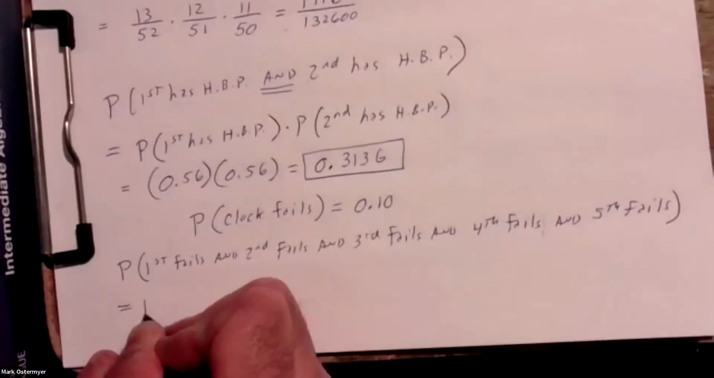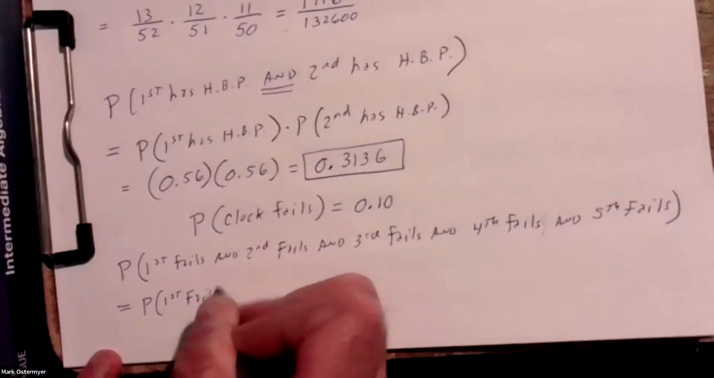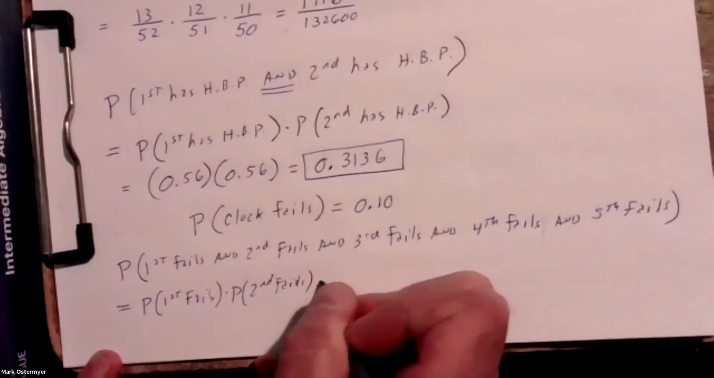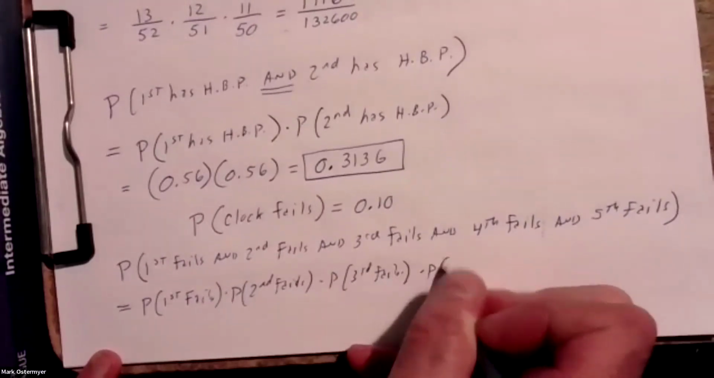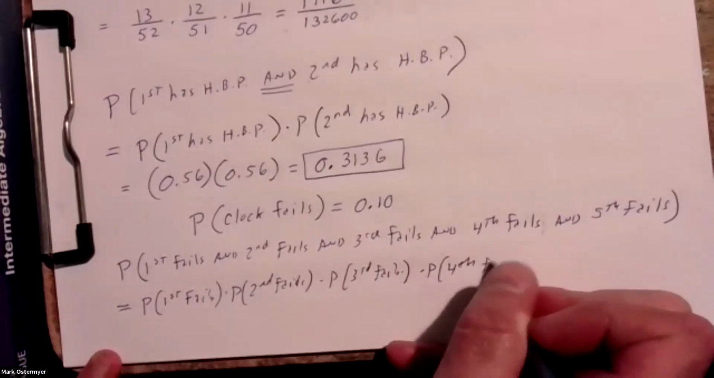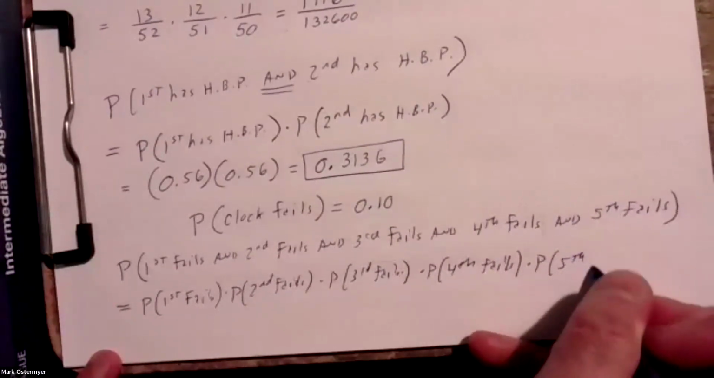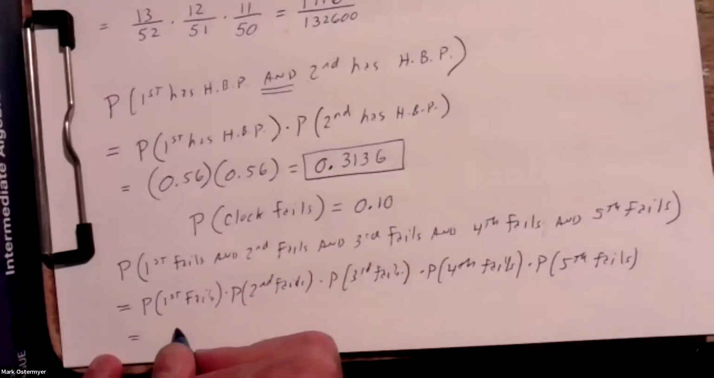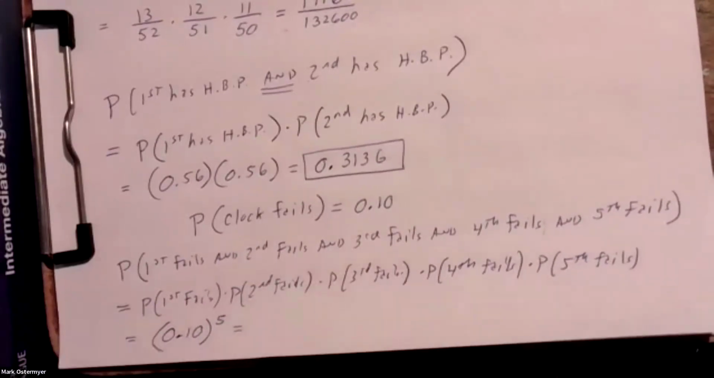So do you agree this would be equal to the probability, using the first multiplication rule, that the first clock fails times the probability the second clock fails times the probability the third clock fails times the probability the fourth clock fails times the probability the fifth clock fails. Well, they're all independent. And so therefore, this is going to be nothing more than what? 0.10 times itself 5 times, or 0.10 to the fifth power. Get on your calculator and dial it up now.